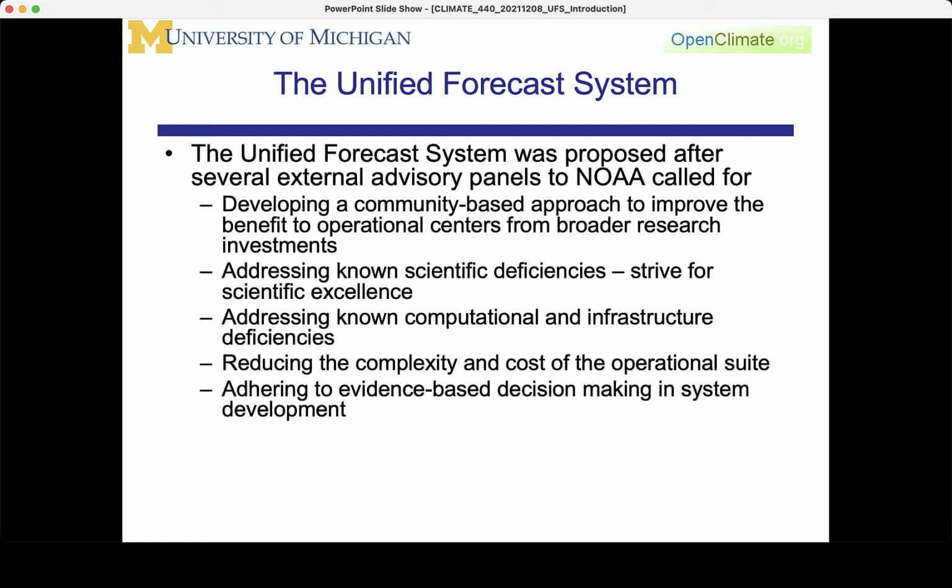There was also a need to address known computational, and I will say information technology infrastructure deficiencies. There was a desire to reduce the complexity and the cost of the operational suite. That will become more clear during this talk of what I mean. And this sort of interesting idea for a scientific enterprise that we needed to adhere more to evidence-based decision-making and system development.